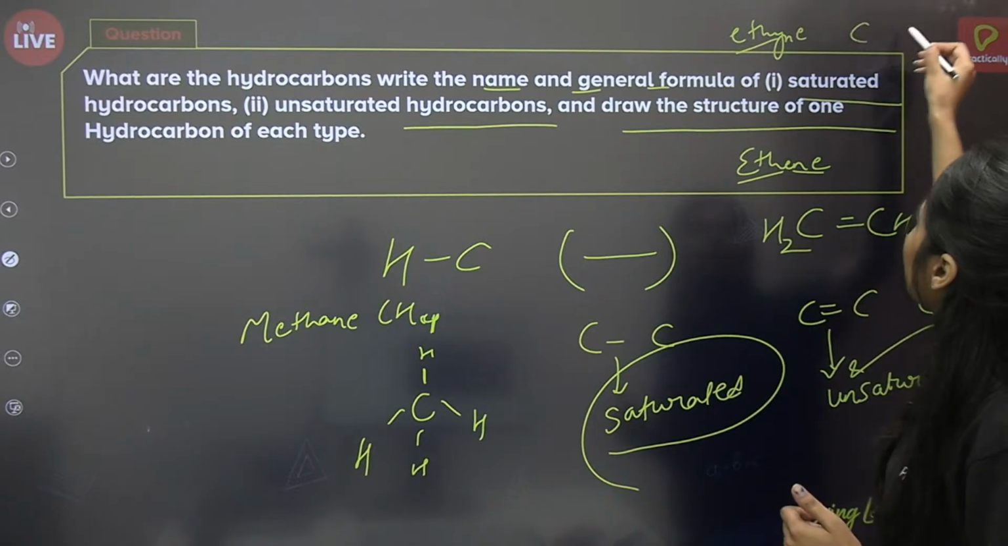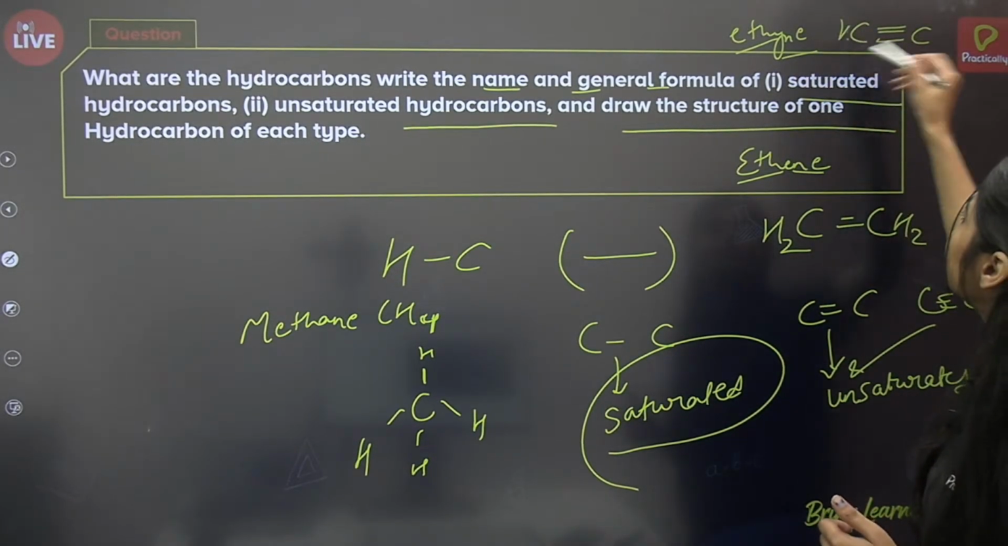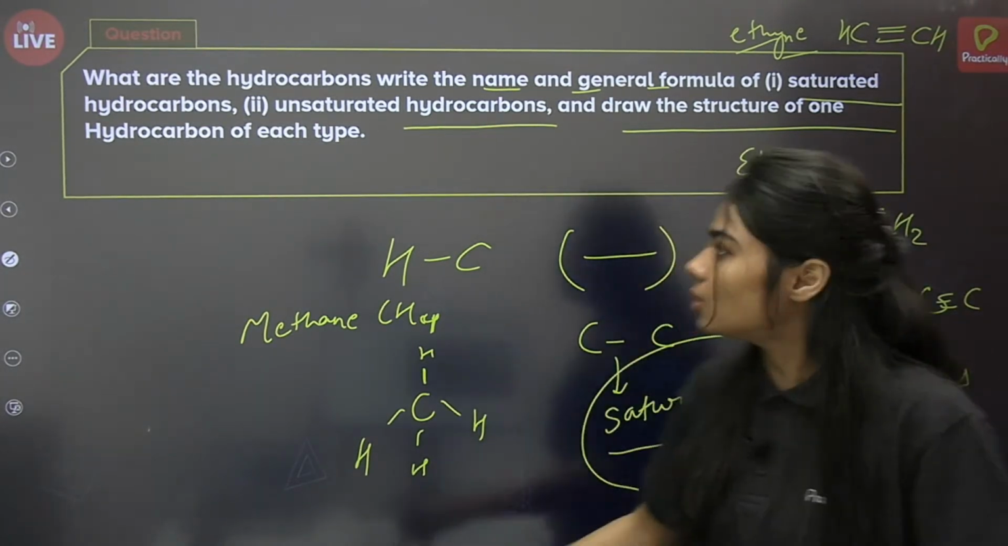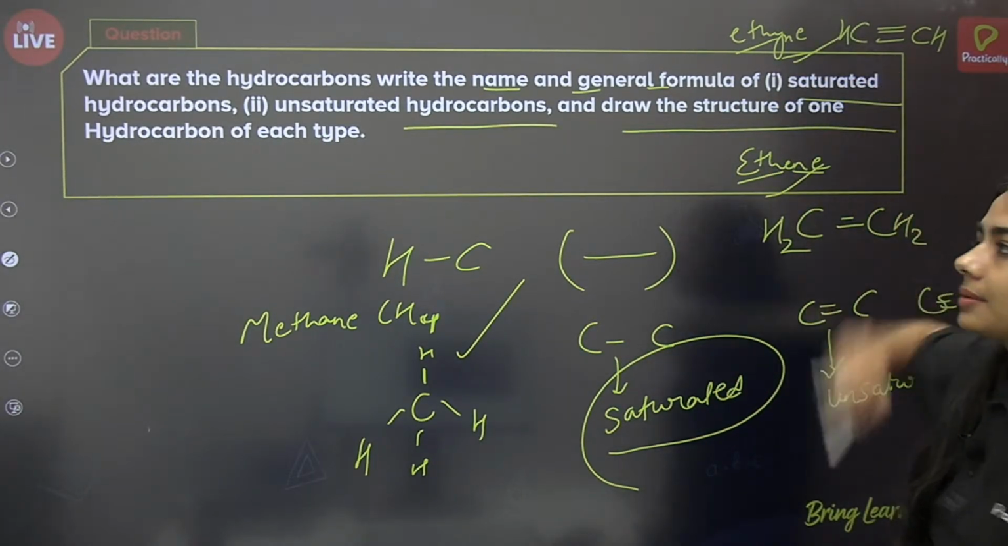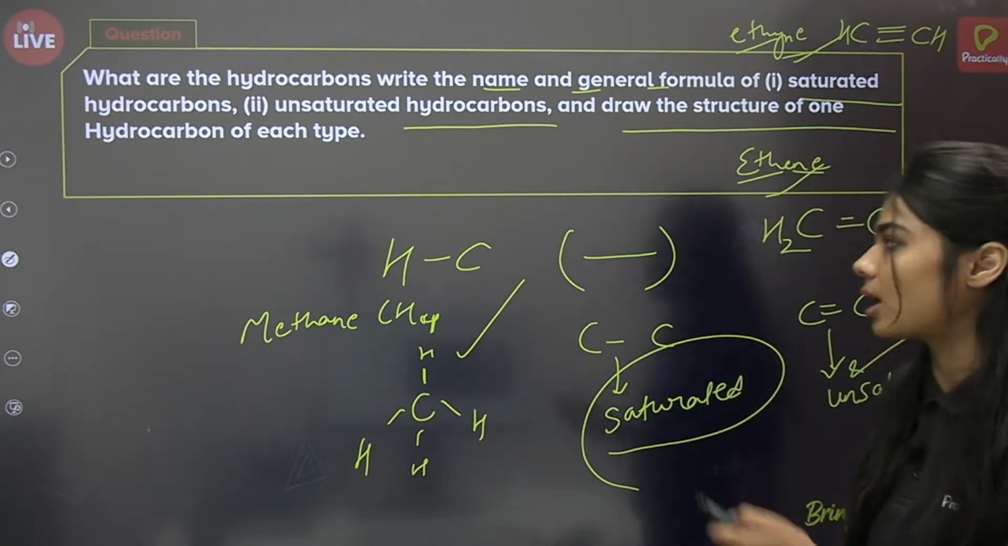Eth means 2 carbon, triple bond. So, this is what? Ethyne. Now, CH. This is the structure of ethyne. Okay. So, alkane, alkene and alkyne. These are the structure of different saturated and unsaturated hydrocarbons.